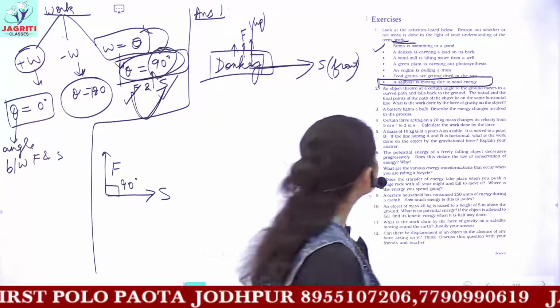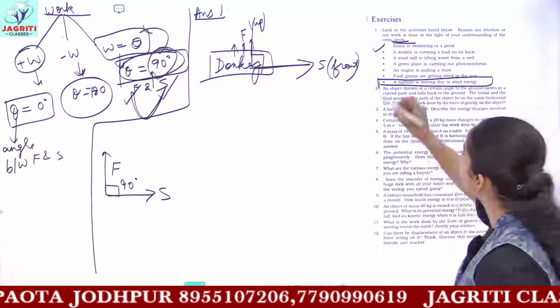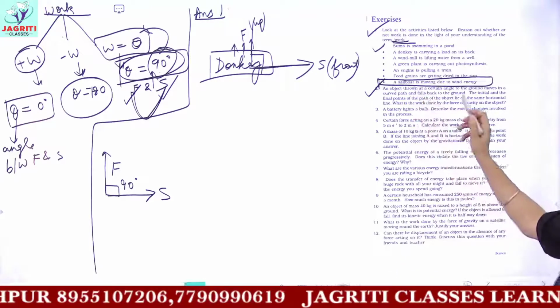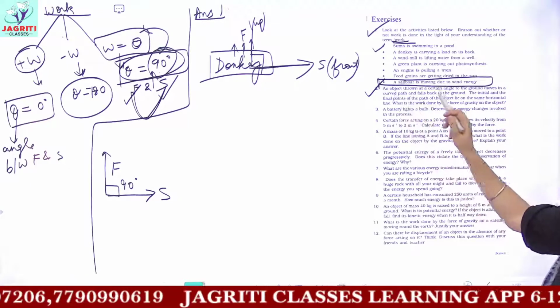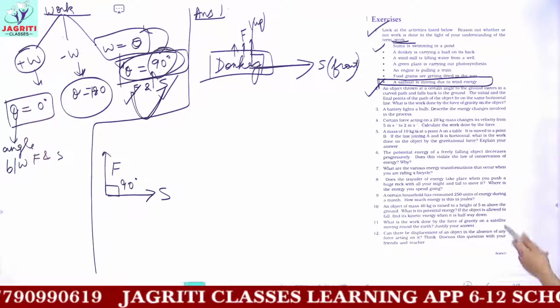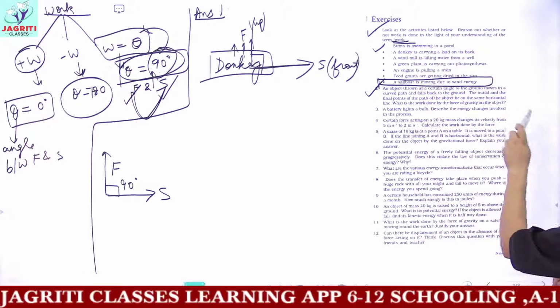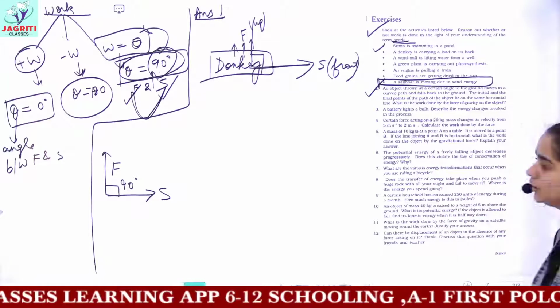The next is an object. This question is again about work. So we have done the first question, we will be doing the second one. An object is thrown at a certain angle to the ground. It moves in a curved path and falls back to the ground. The initial and final points of the path of the object lie on the same horizontal line. What is the work done by the force of gravity on the object?